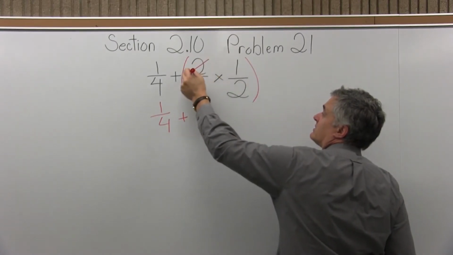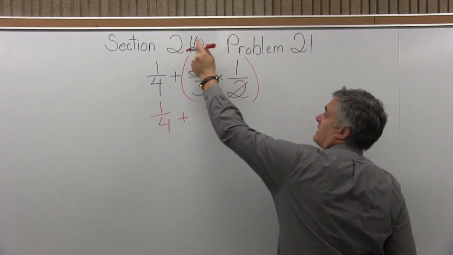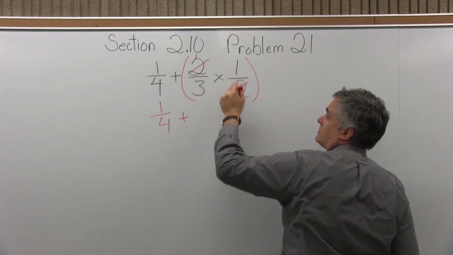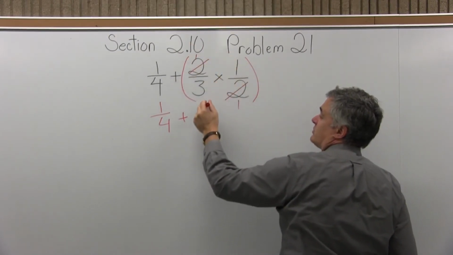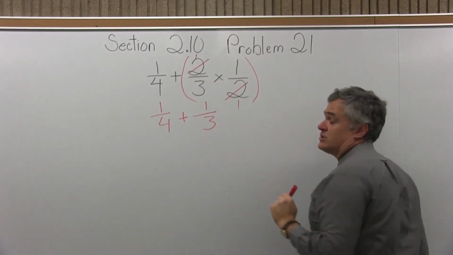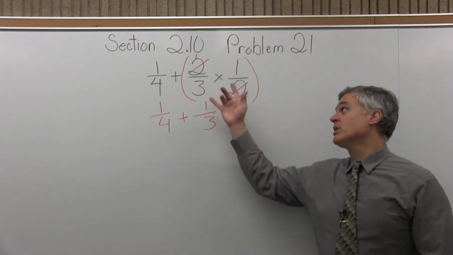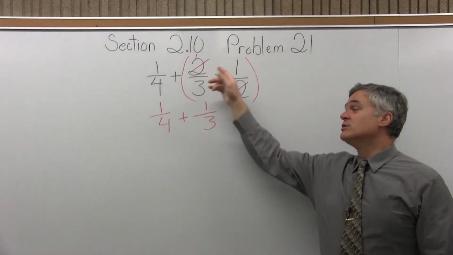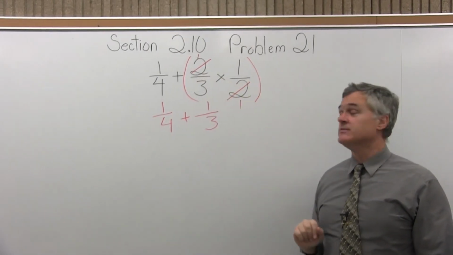Or you could cancel the 2 on the top, 2 on the bottom, and the 2 goes into 2 once, 2 goes into 2 once again. On top, 1 times 1 is 1. In the denominator, 3 times 1 is 3. So you still have 1/3. If you multiply and reduce, you get a third. If you reduce first and multiply what's left, you still get a third.